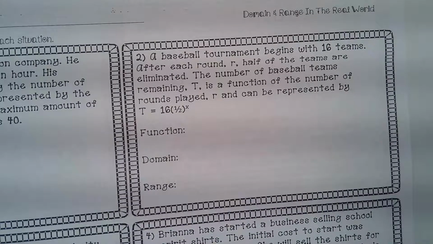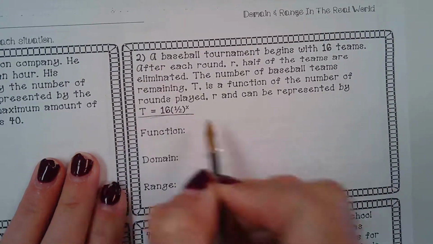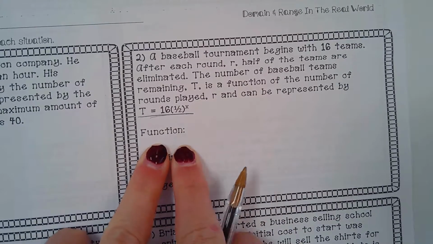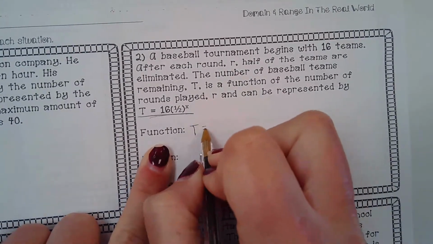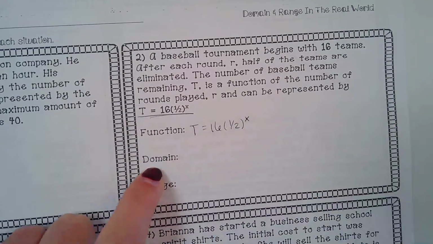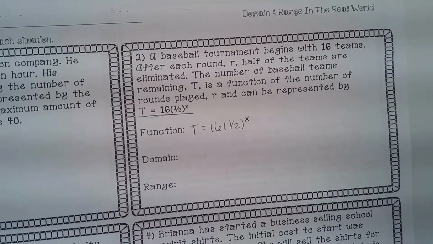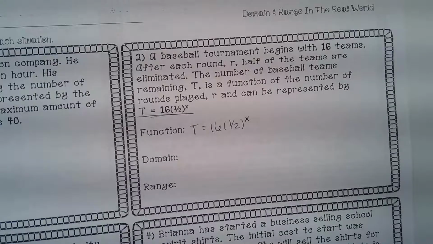After each round, half the teams are eliminated. So the number of baseball teams remaining, T, is a function of the number of rounds played, R, and can be represented by this. That's your function, yes? So when it asks for function, what are we going to write? 16 times 1/2 to the x. So for our domain, let's see, does it say x? It switched variables out, that's okay.